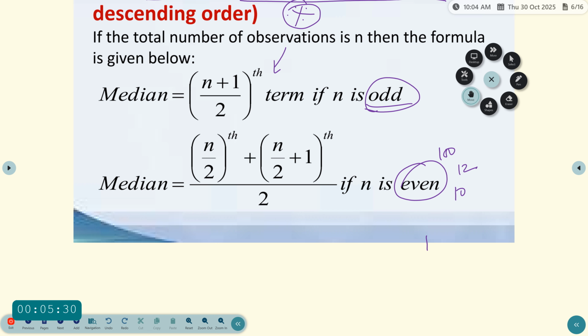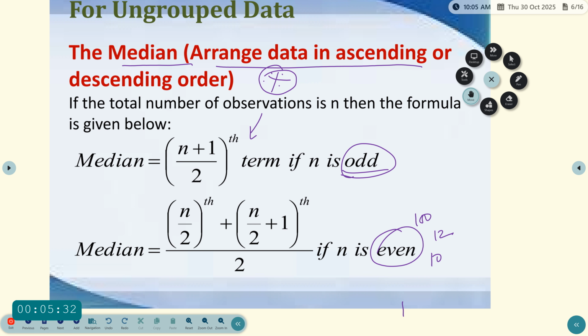So we have two median formulas, depending on the number of observations given in the problem. If the number of observations is odd, you have to use the first formula. If it is even, you have to use the second formula. Before that, you have to arrange the data in ascending order.